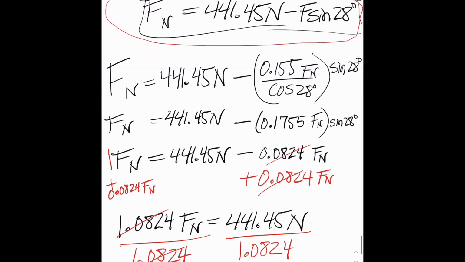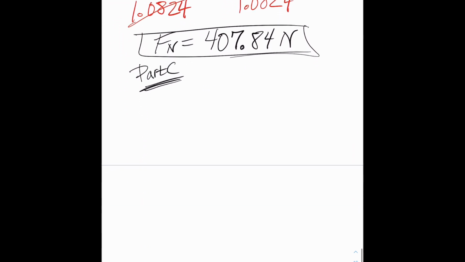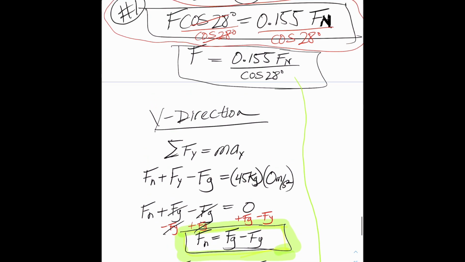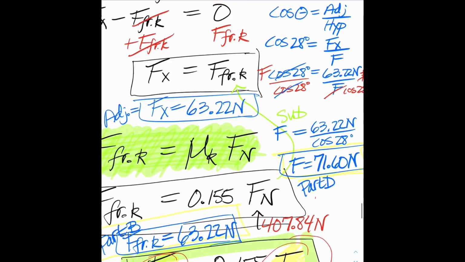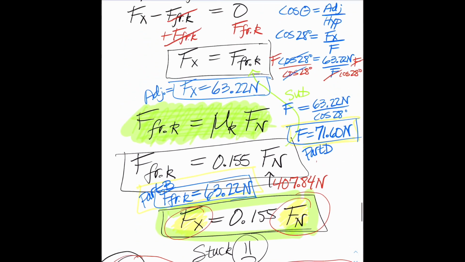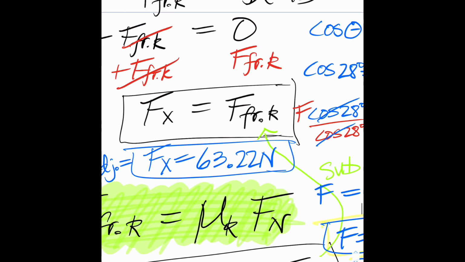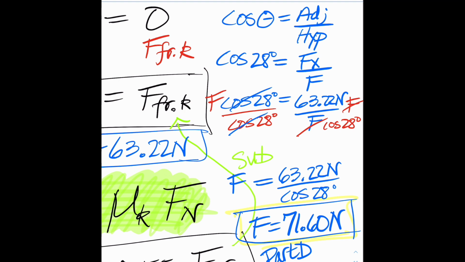And when we did that, we had a mess of math to do and ended up finding that Fn was 407.84. We then took that back up into this force friction equals mu Fn, and we could plug in the 407.84, and solve for force friction kinetic, 63.22 newtons. 407.84 was our answer to part C. And then finally, force friction kinetic is the same as Fx. So Fx is 63.22. We then used cosine to find F. And that was what we did.